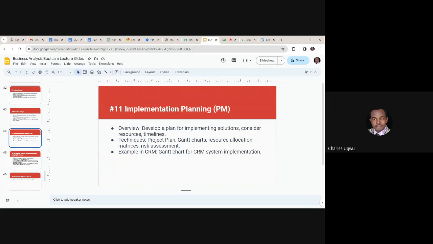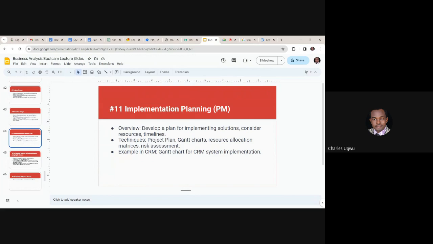By solution implementation, here we have implementation planning. So at this point, if you are working alone as a lone ranger, maybe you are the business analyst as a hybrid and you are still working as a business analyst and a project manager in one body, then you need to equally plan the project very well.